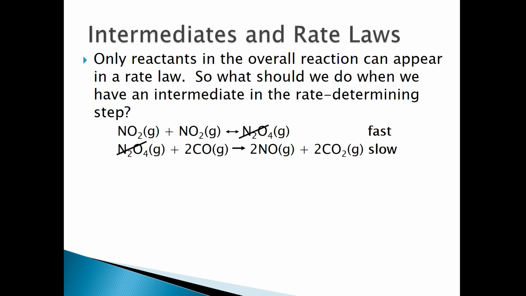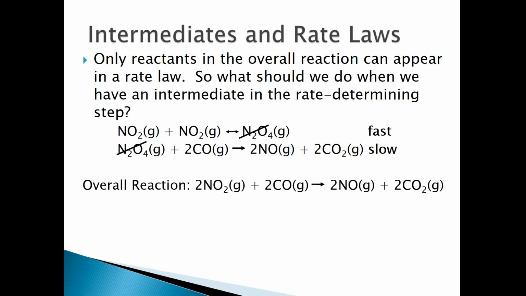So we have 1 mole of N2O4 on both sides of the equation, and it doesn't look like I can cancel anything else out, so the overall reaction will be this. We have NO2 and carbon monoxide in the overall reaction. So we cannot have any other reactant in the rate determining step.